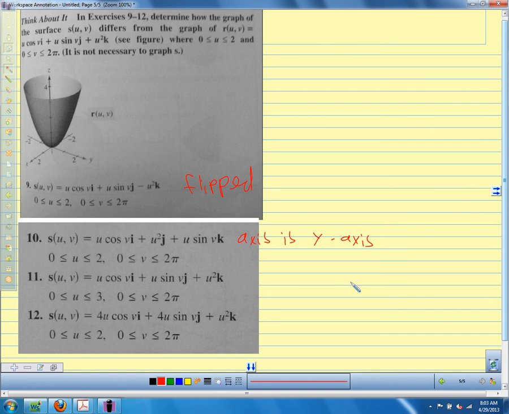How about number 11? We have u cosine v i plus u sine v j plus u squared k. The equation is the same, but here we're graphing from u equals 0 to 2, v equals 0 to 2 pi. Here we're graphing u equals 0 to 3, and v equals 0 to 2 pi. What is it? Just going to make it taller, right? We're just graphing it a little higher up. The z's are bigger, so this is going to be taller.